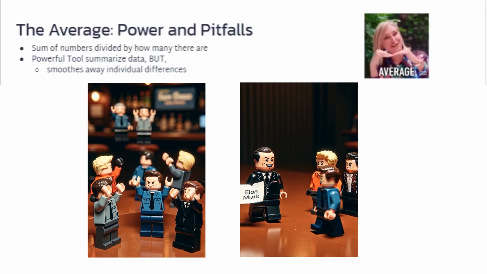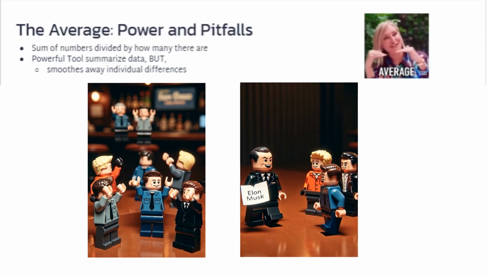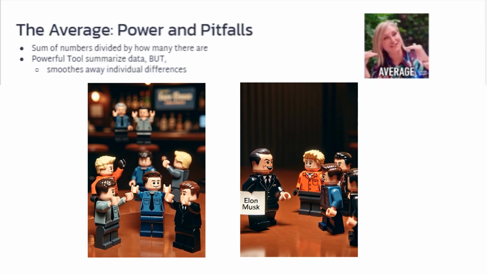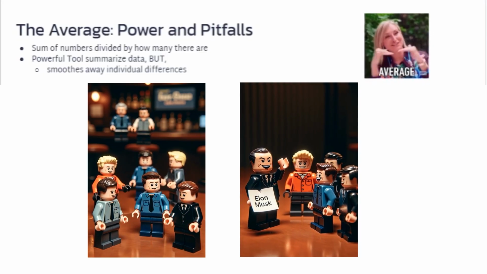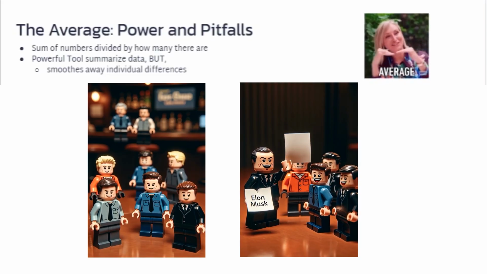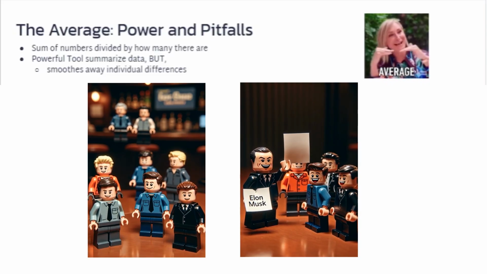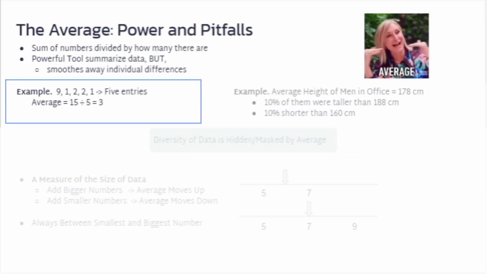But the problem is that, as we saw with the case of your salary in the bar, when someone super rich comes into the bar, the averaging smooths away the individual differences. Let's look at this simple example of these 5 entries: 9, 1, 2, 2, 1. What is the average? You basically sum them up.